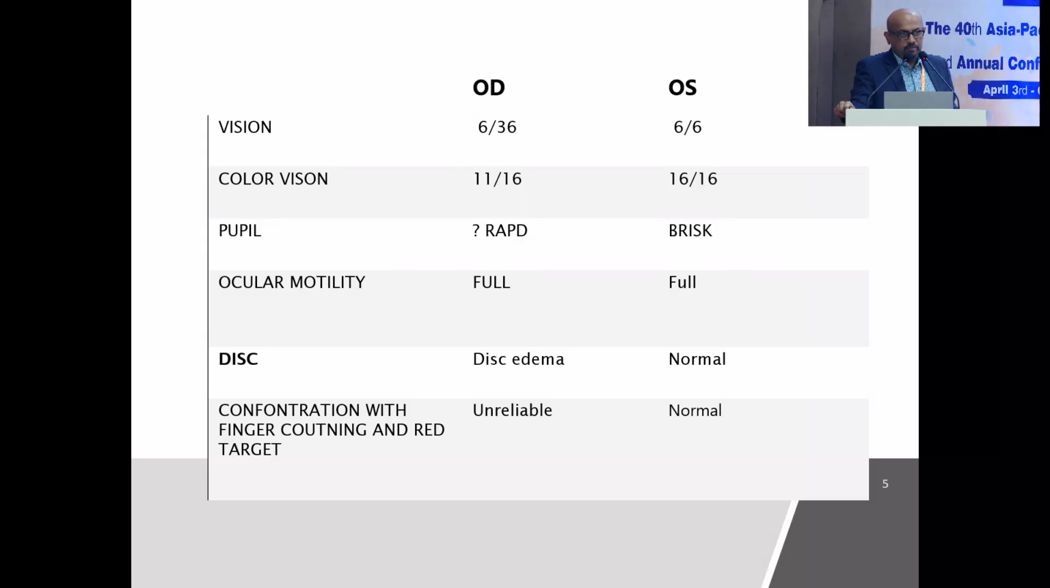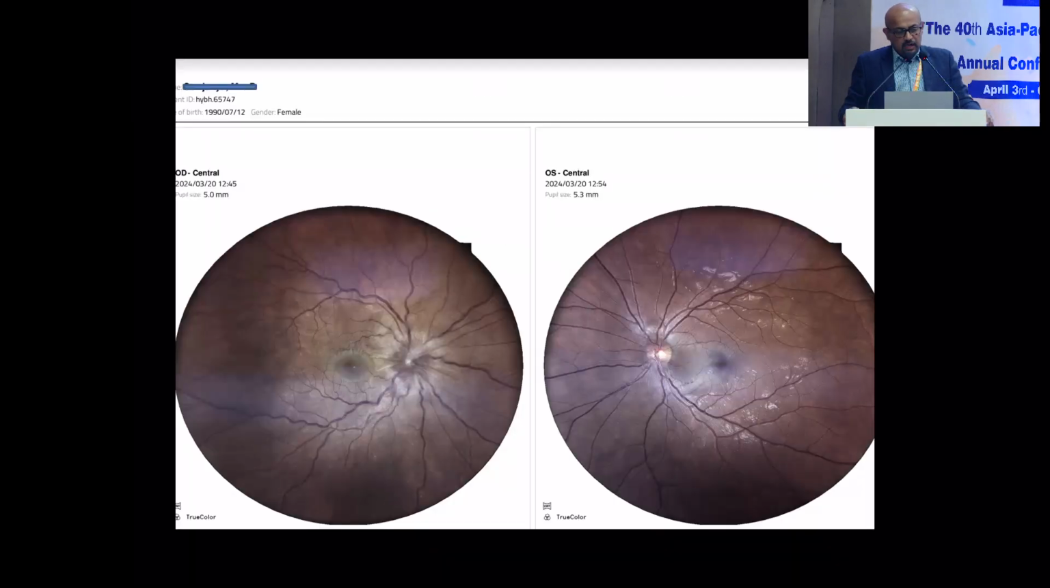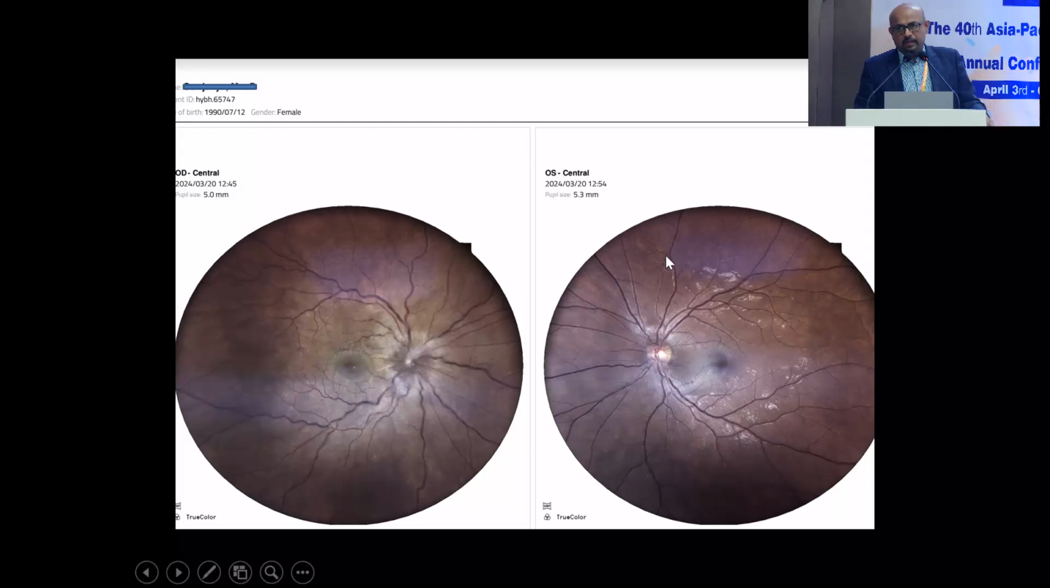However, when we went back to the record, this is what it showed. The patient presented with pain and loss of vision in the right eye. The affected eye had 6/36 vision. Color vision was slightly down. Ocular motility was full. And this is how her optic nerves look. You see there is clearly a disc edema on the right side. The left eye optic nerve is normal. The patient did not have any complaint in the left eye.